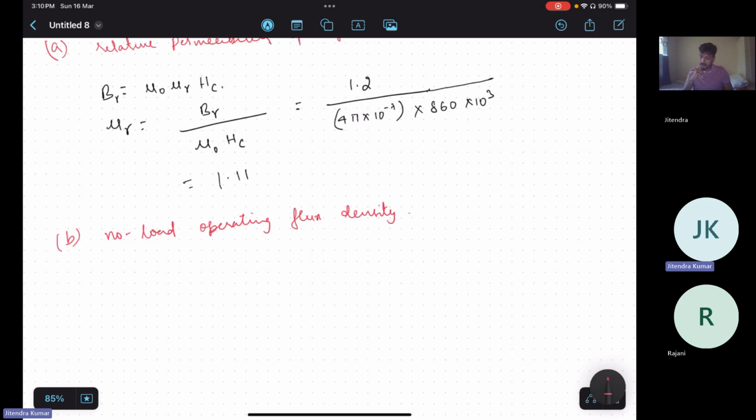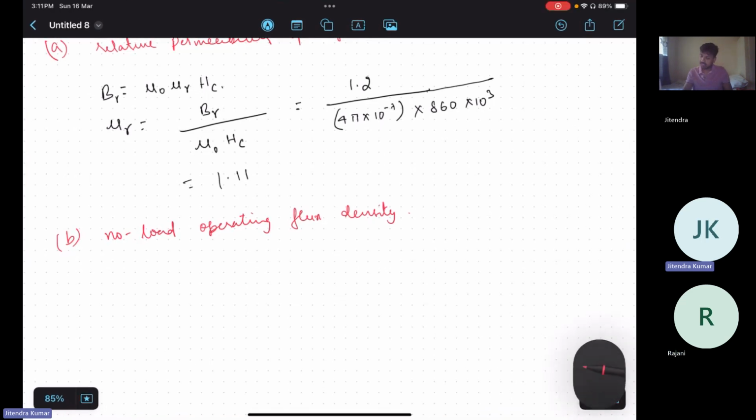To calculate the no load operating flux density, do you have any expression derived? No, sir.